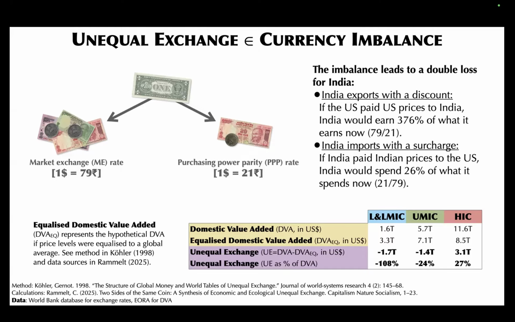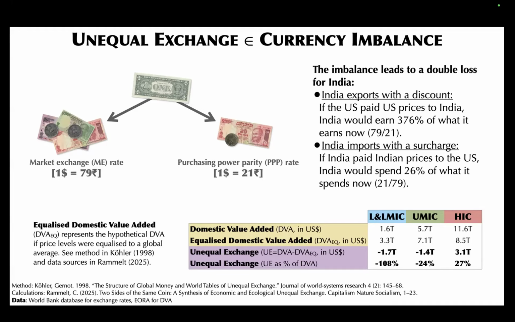So first bullet here, India exports with a discount. It's basically India offering a hidden discount to the US, because if the US were to pay US prices to India, then India would earn 376% of what it earns now. So you just divide these two market exchange rates. So that's one loss. India exports at a discount. The other loss for India is that it imports goods and services with a surcharge. So it pays too much to the US. If India paid Indian prices to the US, India would spend only 26% of what it spends now. So there's this reverse ratio of these rates. So that hopefully shows a double imbalance through these currency gaps, through the price level gaps between countries.